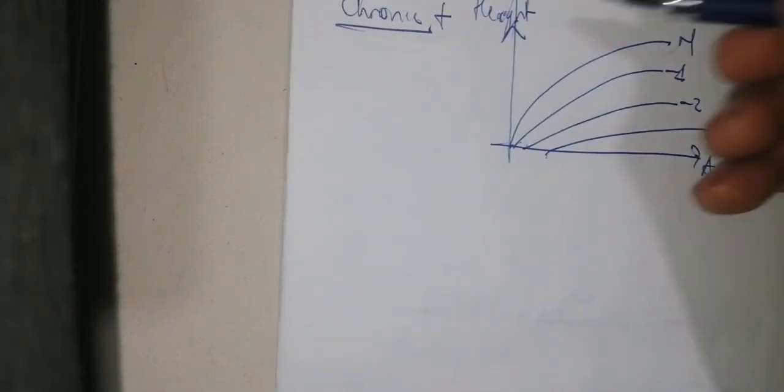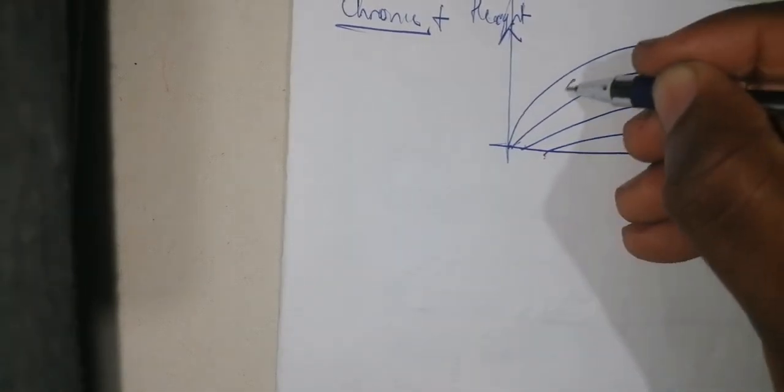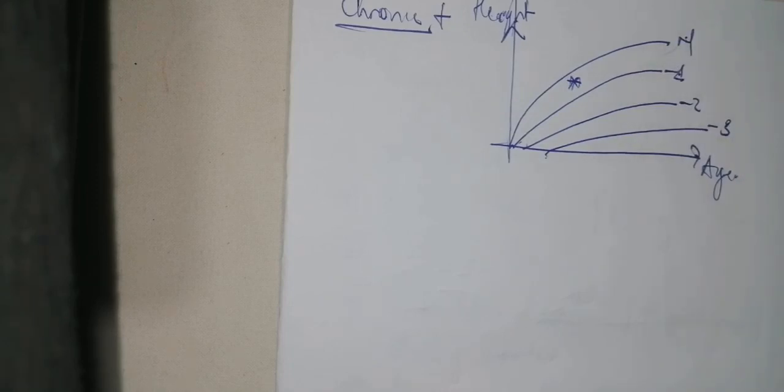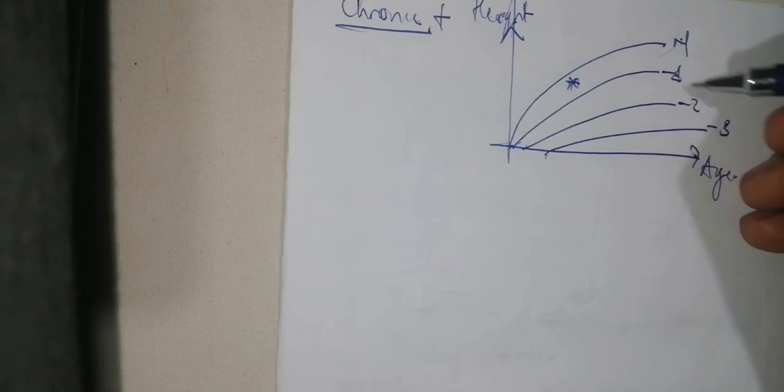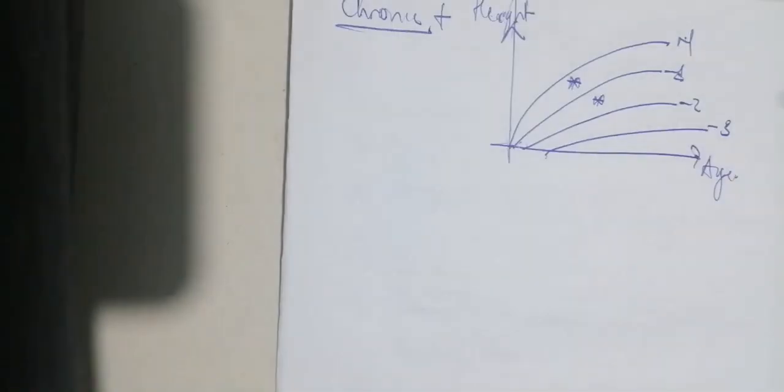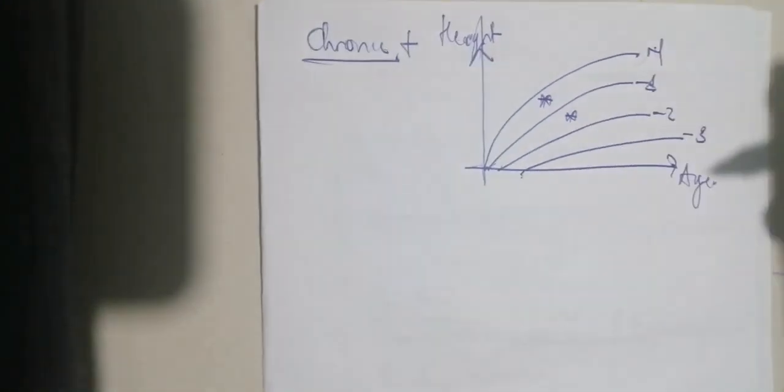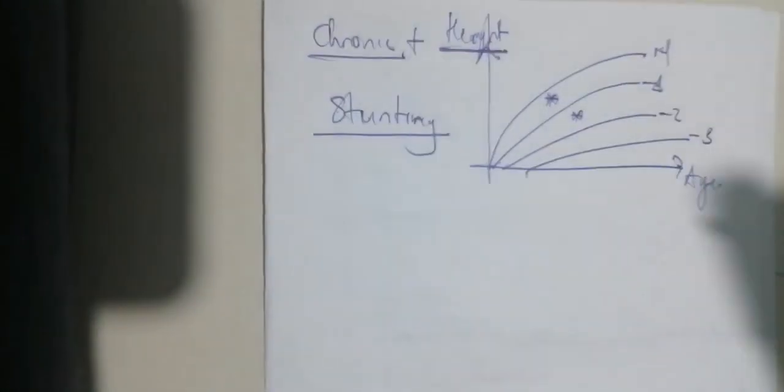Is it clear? Now let's say that you plot the height for age. It is between normal and -1. It means that the child is normal, has a normal height appropriate for that age. If it's between -1 and -2, it means that the child has mild something. Is it clear? You need to know that when you have low level of height for age, it's instead called stunting.